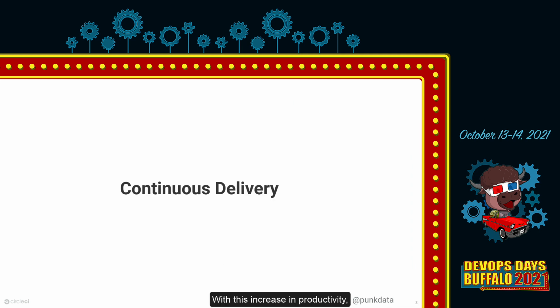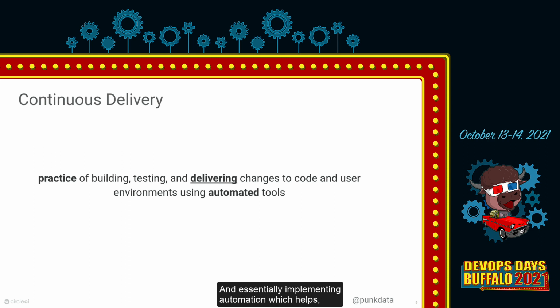With this increase in productivity, developers identified efficiency and patterns within the SDLC that can further optimize and increase productivity, resulting in releasing software faster. Continuous delivery was born out of these findings and is an essential practice in modern-day software development. Continuous delivery is the practice of producing software in short cycles and essentially implementing automation, which helps the users and the developers build their software faster and more reliably and more consistently.